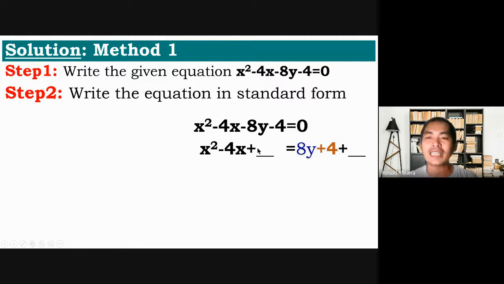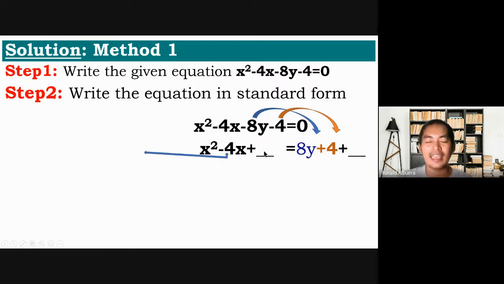Why is there a blank on the left side? Because our task here is to make this a perfect square trinomial. We have the code PST plus or PST minus. When we say PST minus, the sign of the middle term is negative. If PST plus, the sign of the middle term is positive. Okay, what will we substitute in the blank?